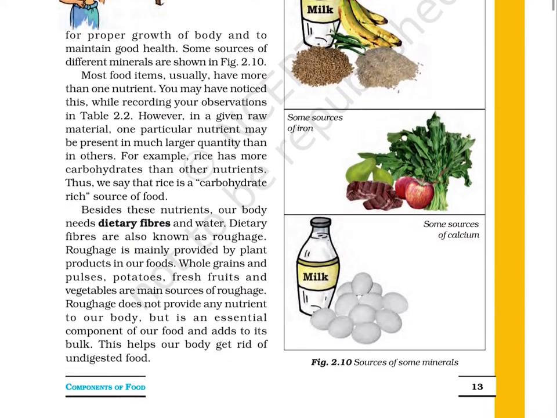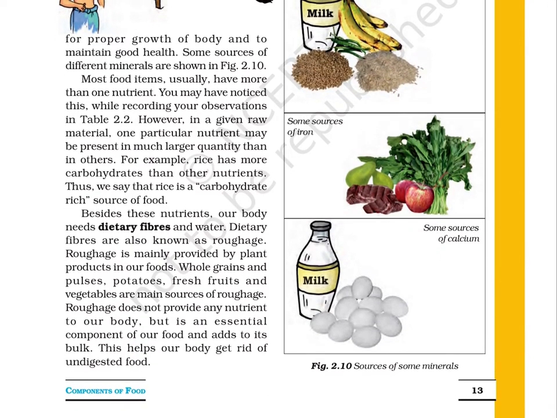Most food items usually have more than one nutrient. You may have noticed this while recording your observations in Table 2.2. However, in a given raw material, one particular nutrient may be present in much larger quantity than in others. For example, rice has more carbohydrates than other nutrients. Thus, we say that rice is a carbohydrate-rich source of food.